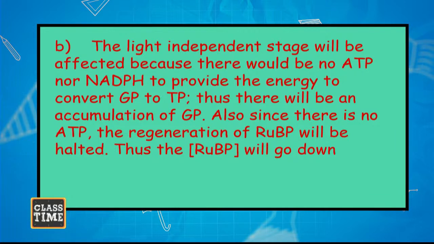You need to be specific and detailed. It also would be no ATP for the regeneration of the RuBP. Okay? So you need to be specific like that.